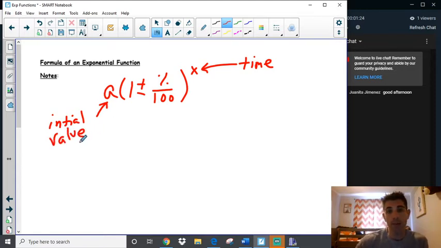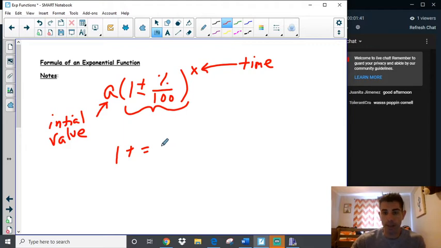A is going to be your initial value. So if you have the packet, remember, just go ahead and follow along with me, and if you don't, just write it on a separate piece of paper. Now this part here, that's kind of your most important area. If you have a question that has 1 plus, you know you're going to be dealing with a growth.